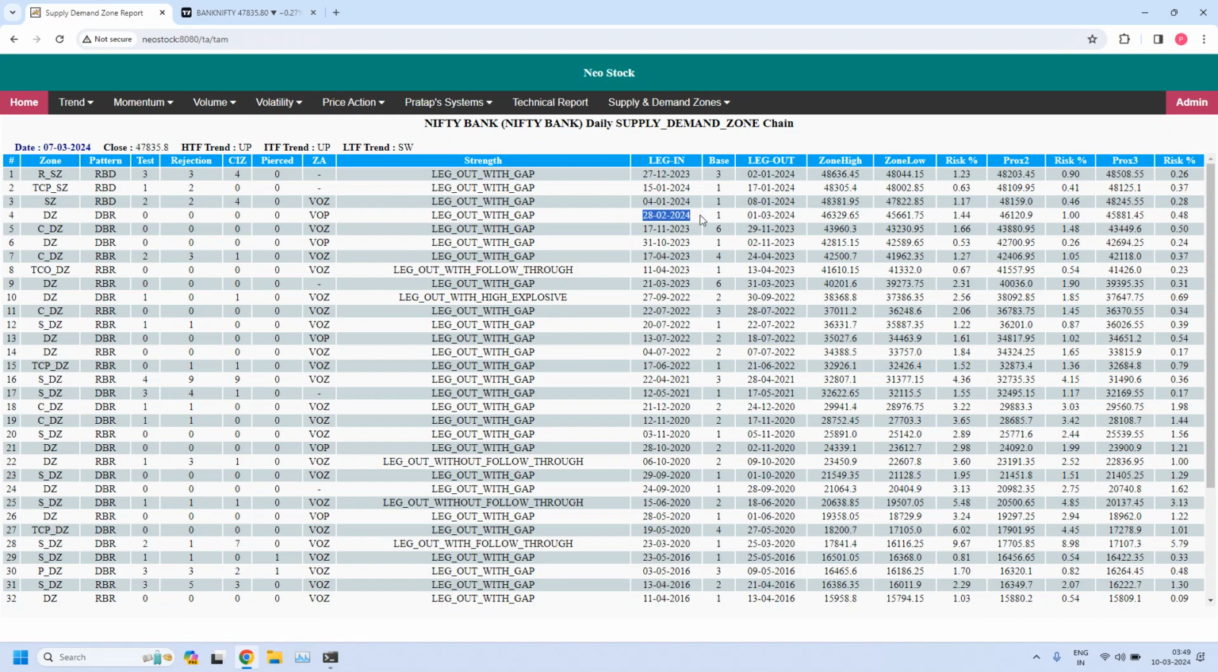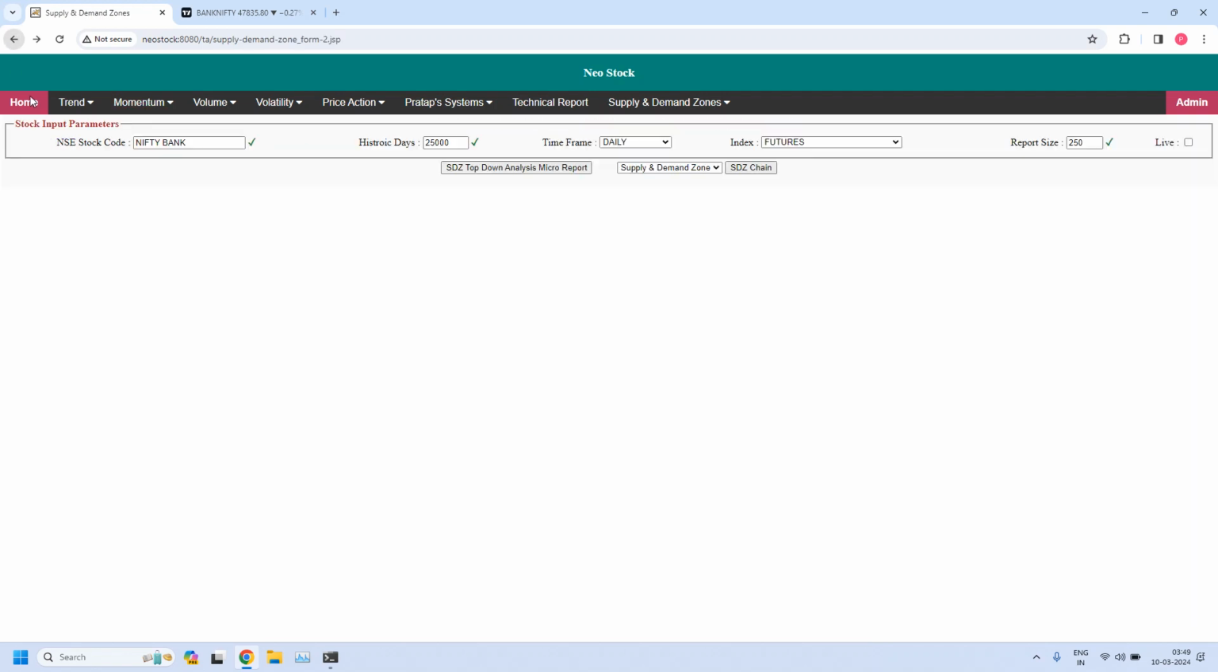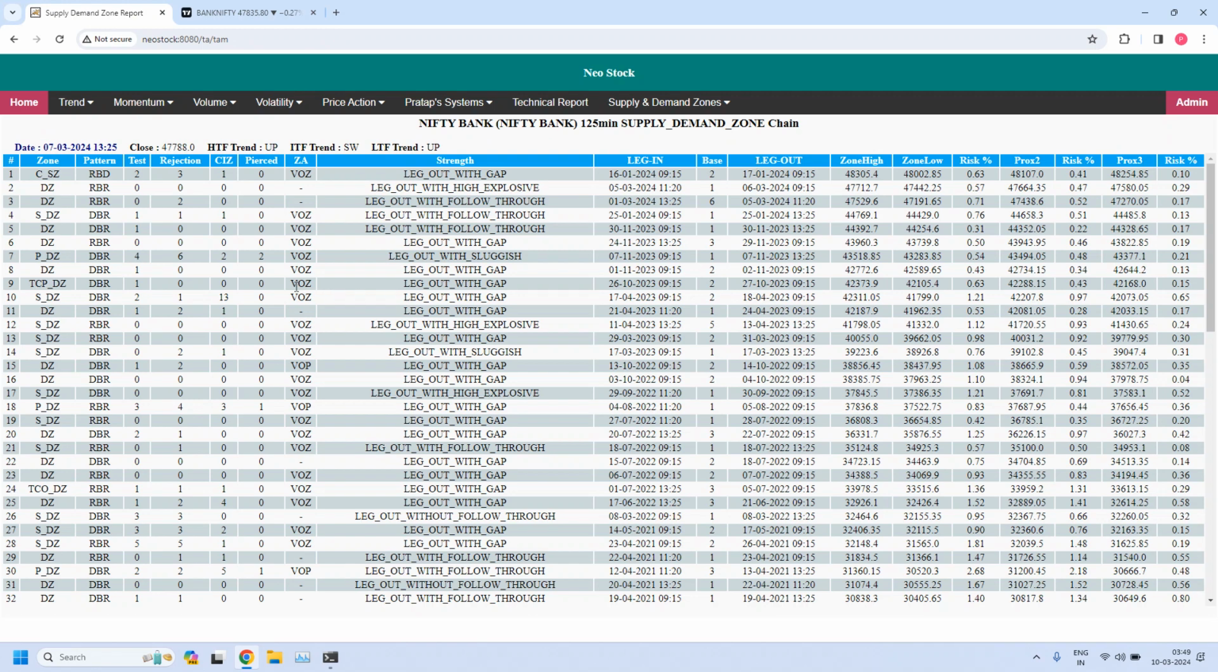And we have a recent supply zone, created on 4th January 2024. So that means last week there was no action on the daily time frame, no changes. So let me go to the 125 minutes time frame. Let me generate the chain. It is a costliest operation, taking time.